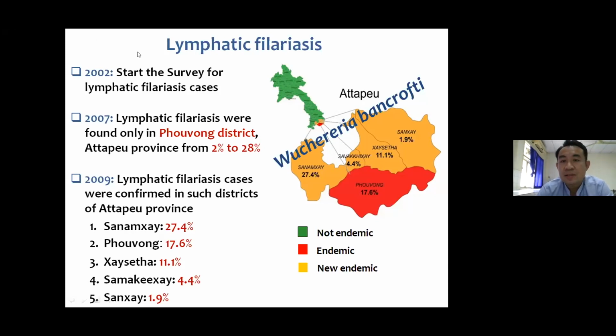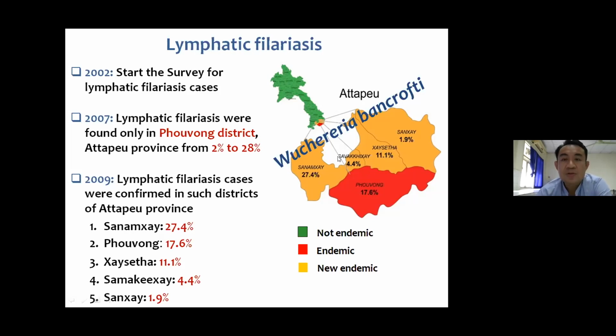You can see the map of lymphatic filariasis in Attapeu province. The green one means not endemic, the red one is the endemic area, and the yellow one is the new endemic area. You can see the percentage in each district.